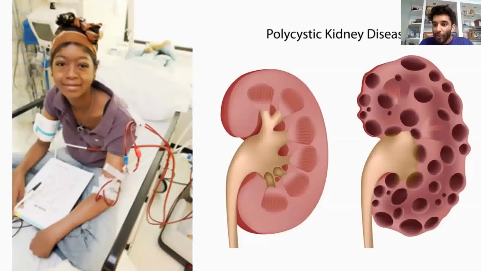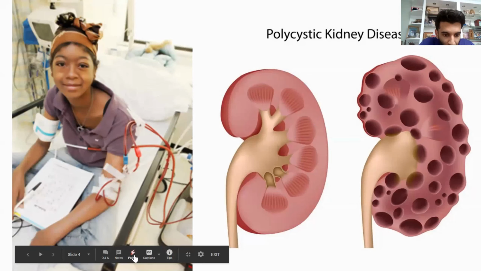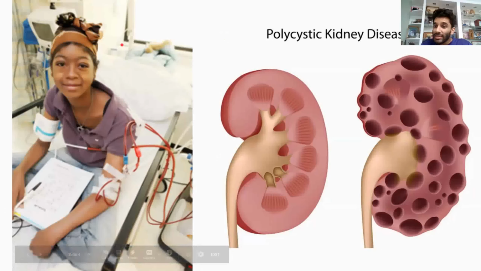So before we discuss the specifics of organ engineering, let's walk through the case of Mia. So Mia is a young pediatric patient who has polycystic kidney disease.